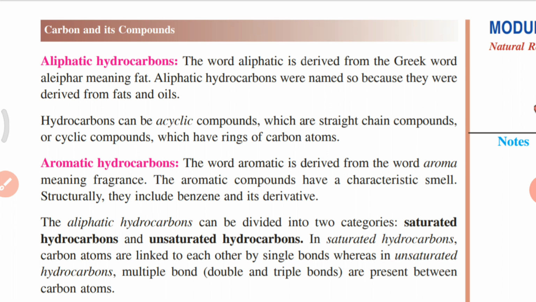If the carbon-carbon bond is a single bond, it is a saturated compound. That means it is completed. Saturated means completed. If the carbon bond is a double bond or triple bond, it is unsaturated. Unsaturated means not completed. If we break this double bond or triple bond, we can add more carbon or other atoms. That is why it is known as an unsaturated carbon compound.